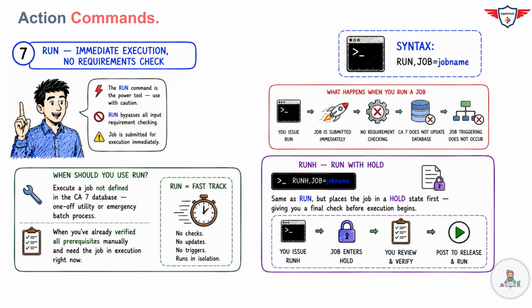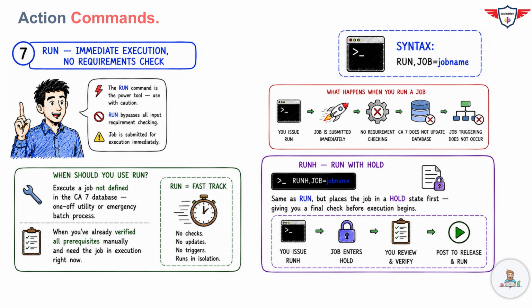Now the question is when you should use run command. So you should use run command when you need to execute a job that is not defined in CA7 database. Perhaps it's an ad hoc job or once-off utility or an emergency batch process.